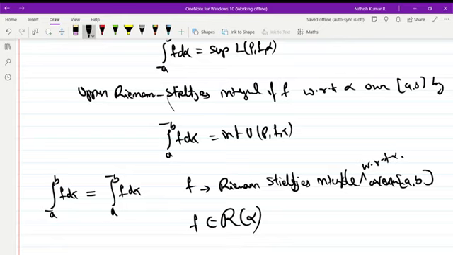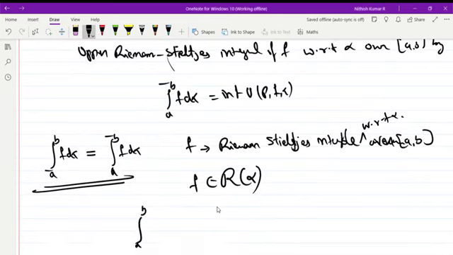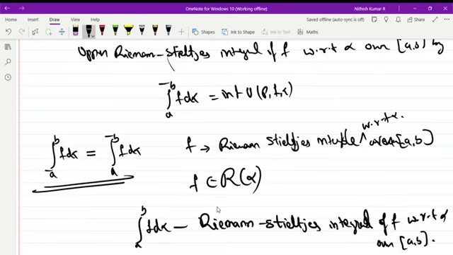And the common value of these two is nothing but integral a to b f d alpha. It is called the Riemann Stieltjes integral of f with respect to alpha over the closed interval [a, b].